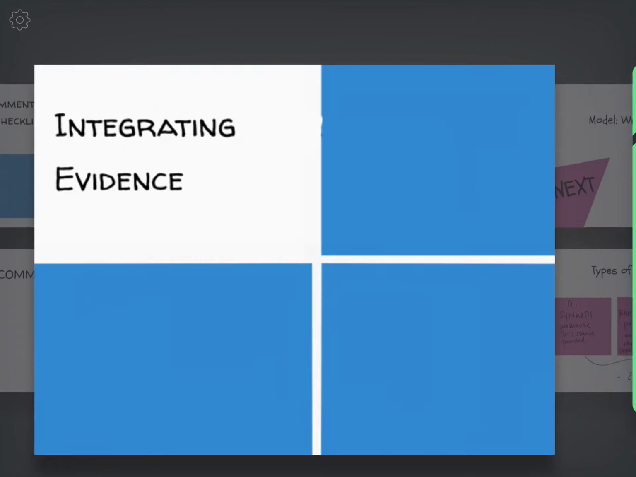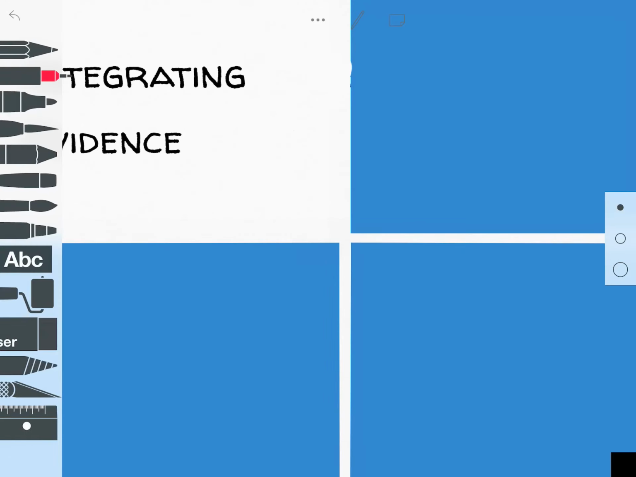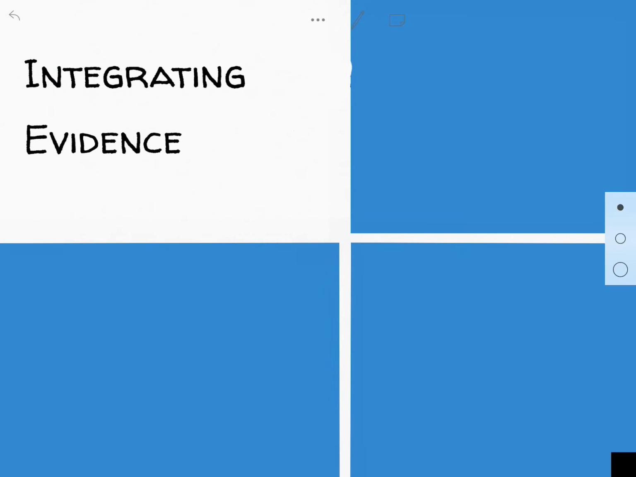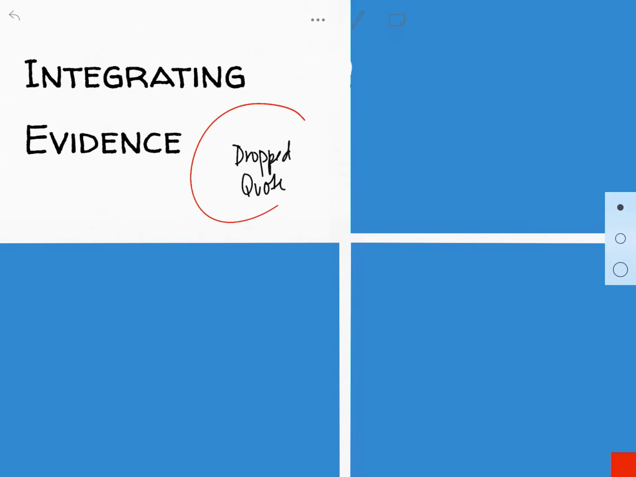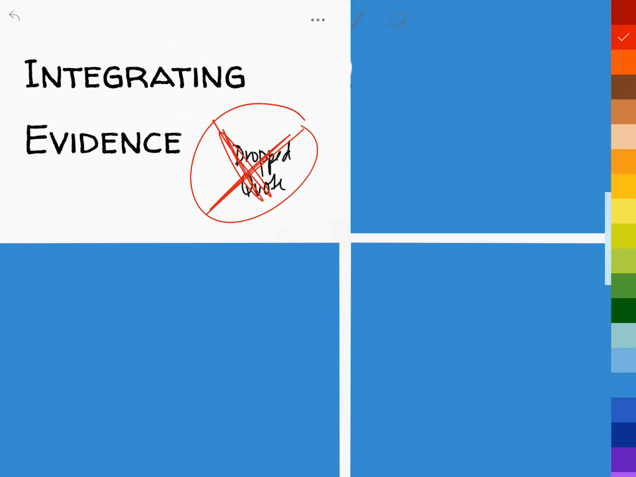So that said, let's talk about how we integrate that evidence. This is something I've kind of already noticed in our writing, is that we do what's called a dropped quote. You might have had a teacher who called it a hanging quote, or an unintegrated quote, but we don't want to do that. What that looks like is just taking a quote and dropping it in without any lead in, without any transition between your words and theirs.